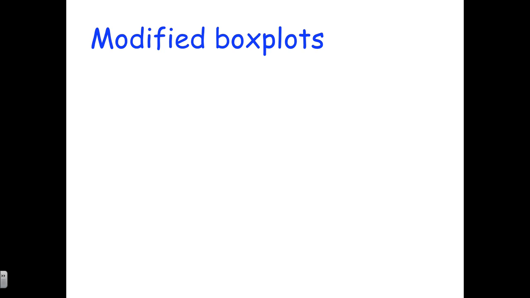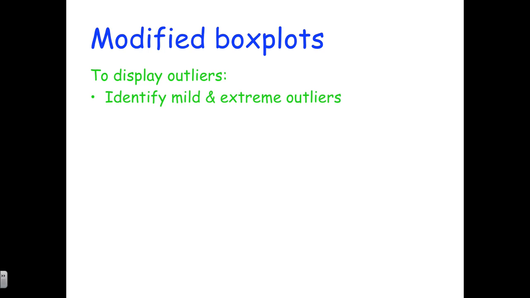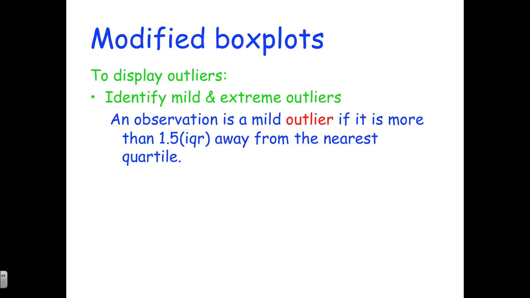A modified box plot is used because it really points out those outliers. To display them, you have to identify them. And I told you the sneaky way is to enter your data into a list and display a modified box plot on your stat plot. And if there are dots there, you've got outliers.